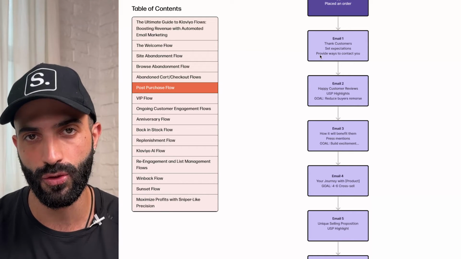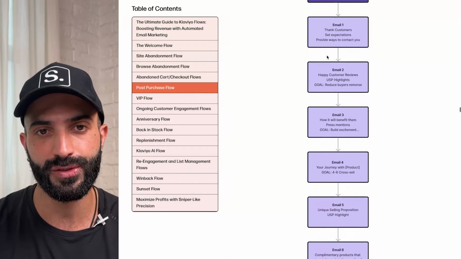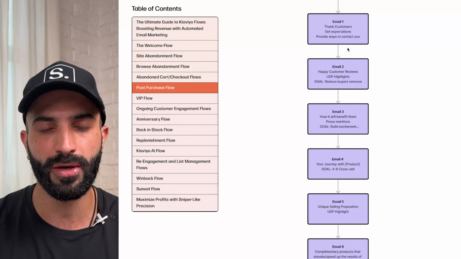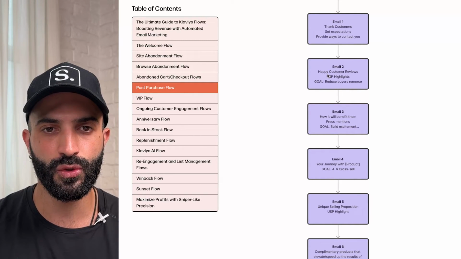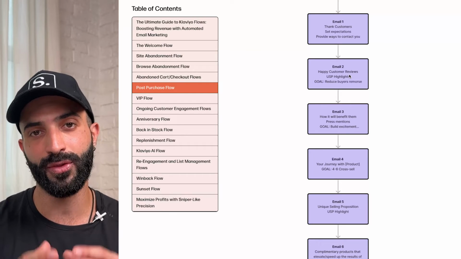So after you set up the trigger, email 1 is thanking the customers, setting expectations, and providing ways to contact you, the store, if they have any questions. A lot of stores also put an FAQ there. It's up to you.